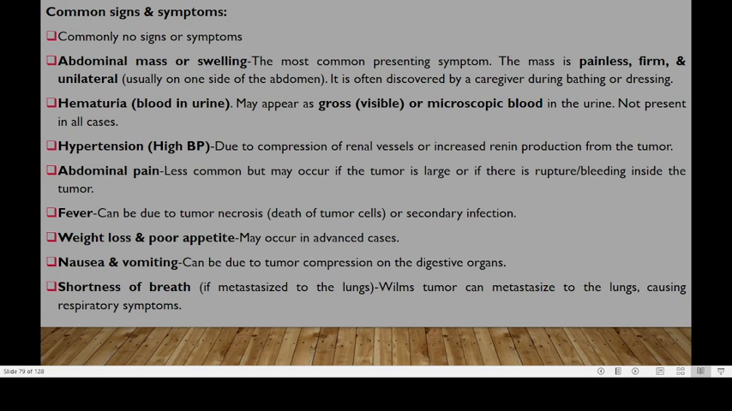Fever can be due to tumor necrosis or secondary infection. Weight loss and low appetite may occur in advanced cases. Nausea and vomiting can be due to tumor compression of digestive organs. Shortness of breath occurs if metastasized to the lungs. Wilms tumor can metastasize to the lungs, causing respiratory symptoms.